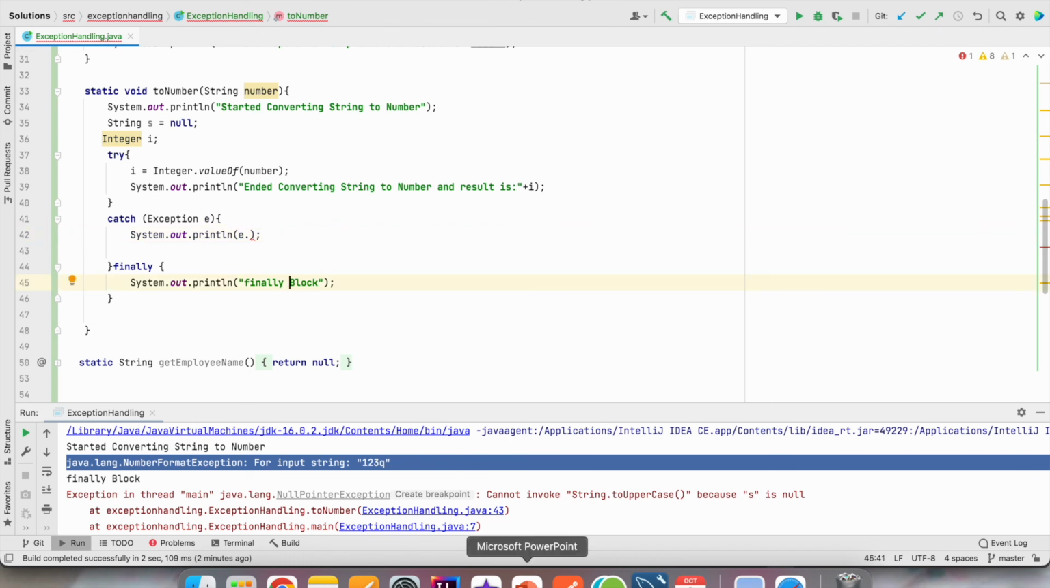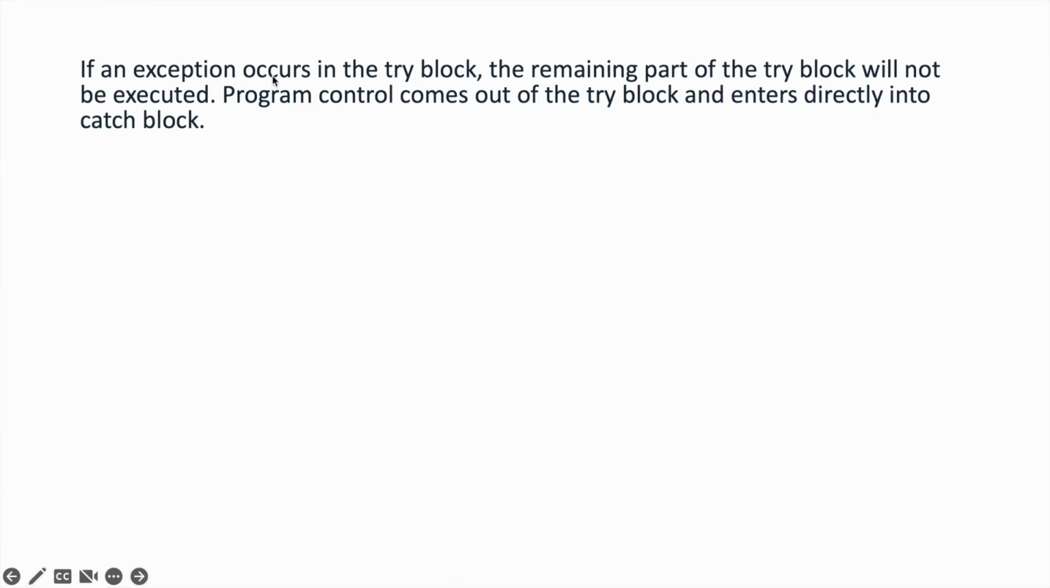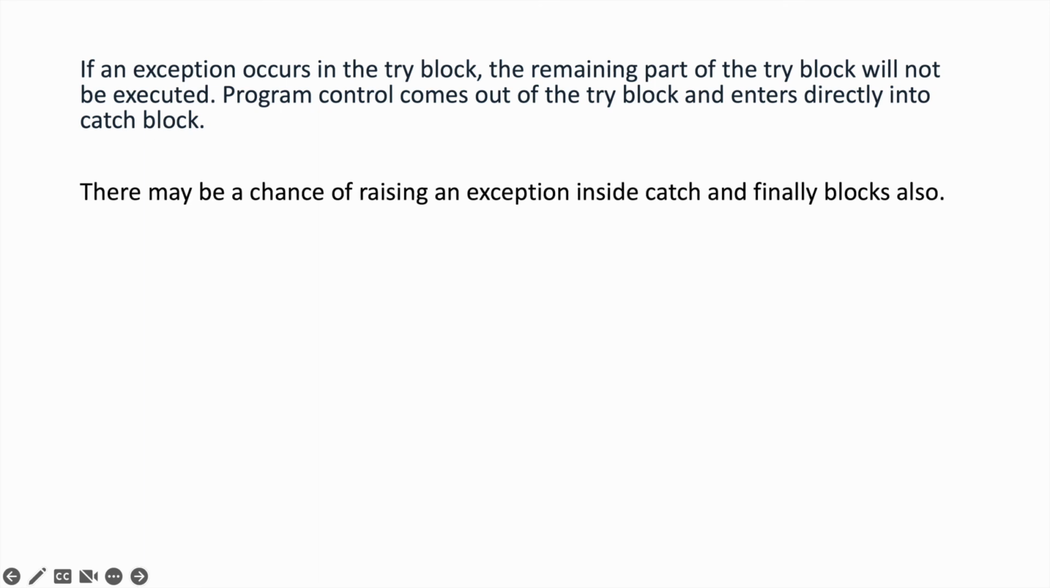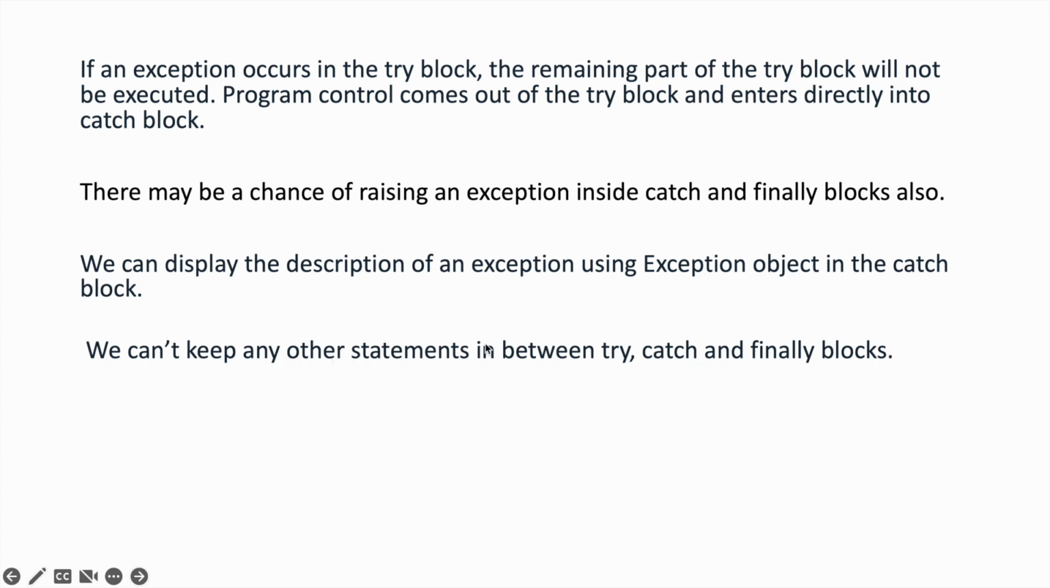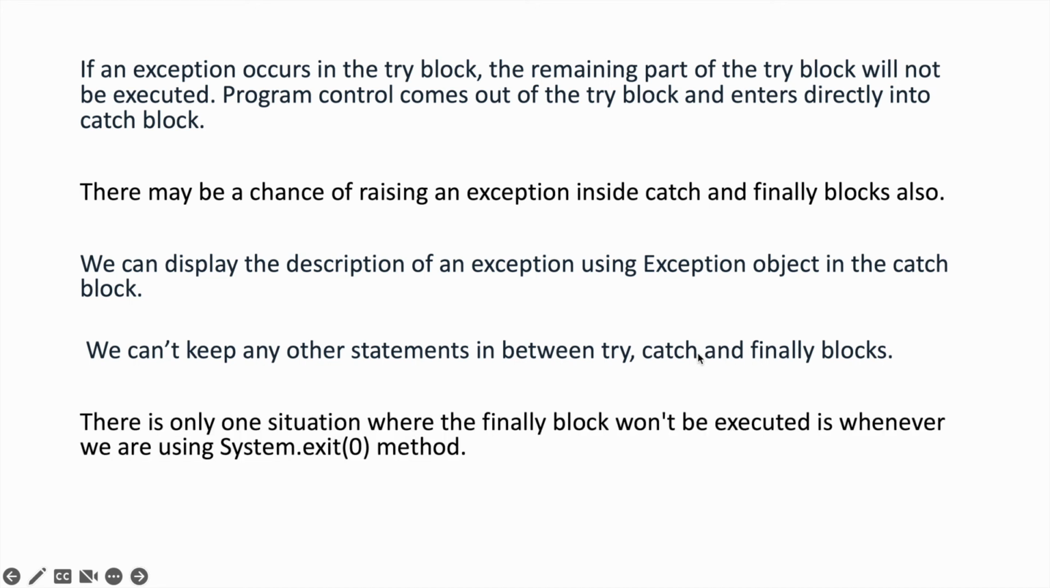Let us summarize what we have discussed so far. If an exception occurred in the try block, the remaining part of the try block will not be executed. Program control comes out from the try block and enters directly into the catch block. There may be a chance of raising an exception inside catch and finally blocks also. We can display the description of an exception using the exception object in the catch block. We cannot keep any statements in between try, catch and finally blocks. If we keep them, it will give an error.